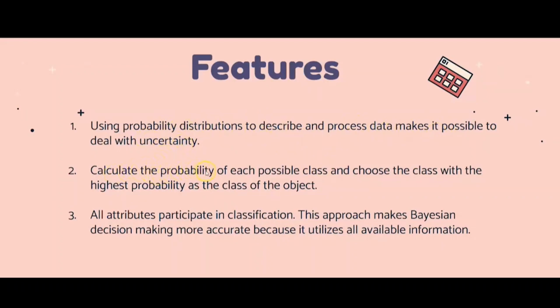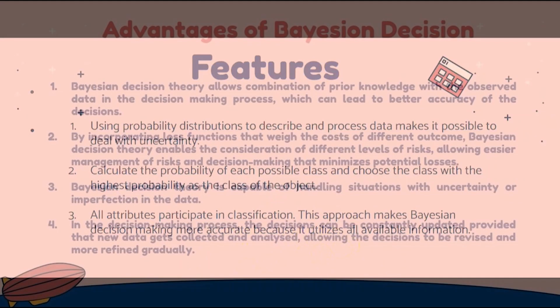And it calculates the probability of each possible class and chooses the class with the highest probability as the class of the object. And all the attributes participate in classification. This approach makes Bayesian decision making more accurate because it utilizes all available information.